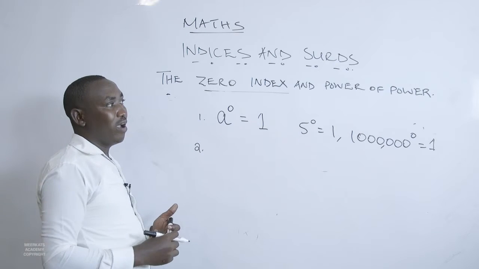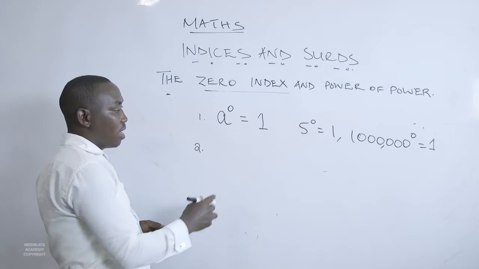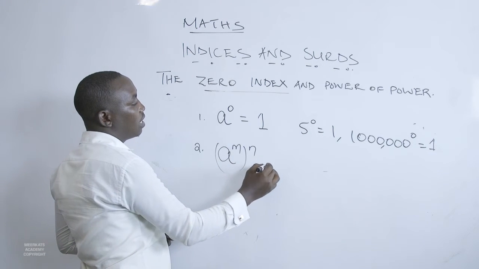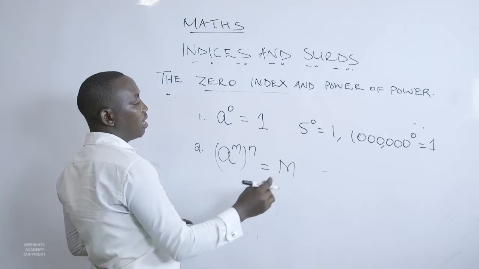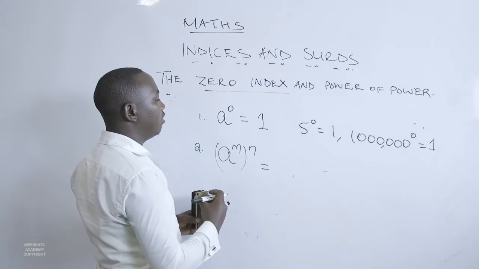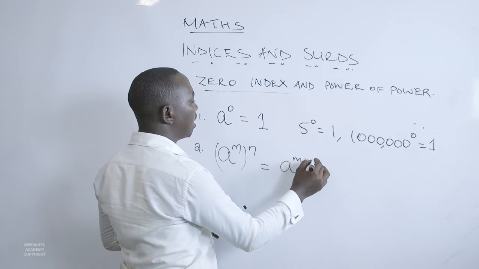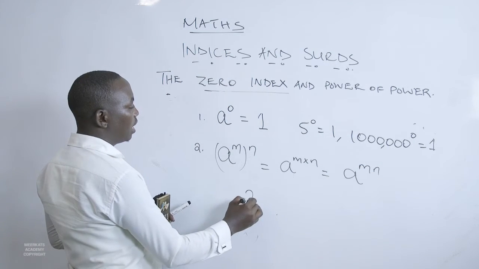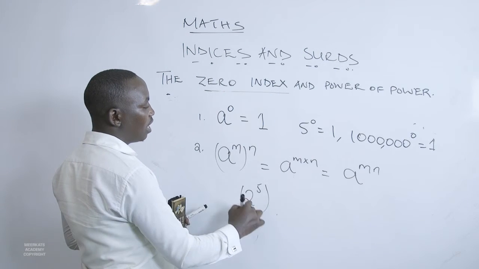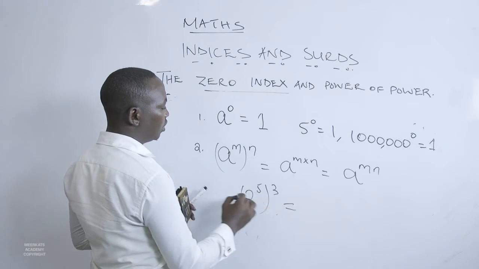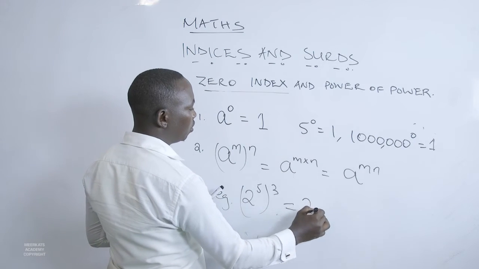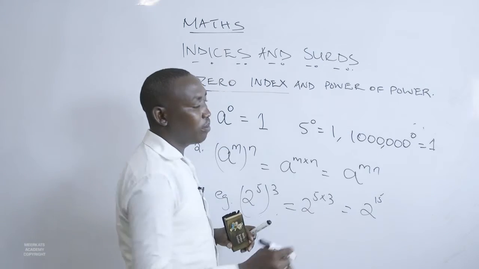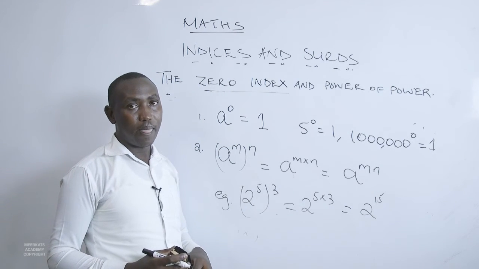Then 2, we have talked about a power of another power. So that when you have a raised to m, again raised to n, we multiply the powers, and this will give us a raised to m times n, which will be a raised to mn. A good example, if you have 2 raised to 5, again raised to 3, this will give us 2 raised to 5 by 3, which will give us 2 raised to the power of 15.